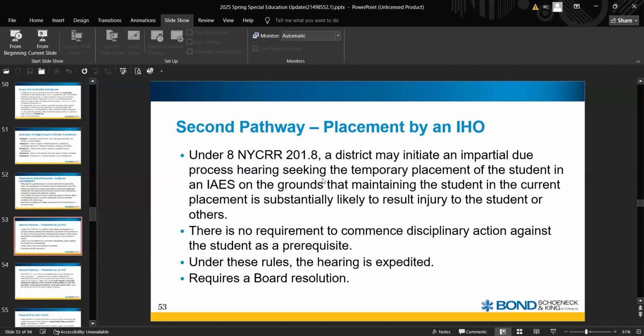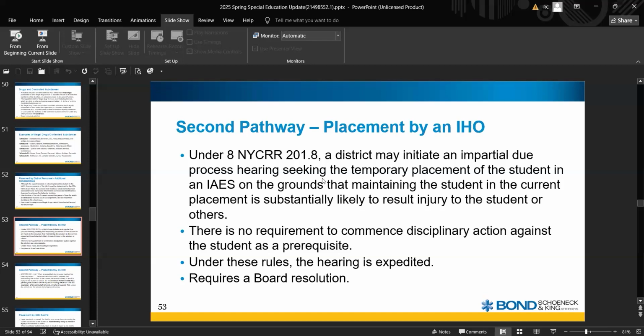All right, so the second pathway, and this is the one that I was talking about, is becoming, at least out in our area, placement by an IHO. This is a situation where the district is actually initiating an impartial hearing against the family, against the parent. We're initiating a legal proceeding. We want to have a hearing on whether or not the student should be removed.